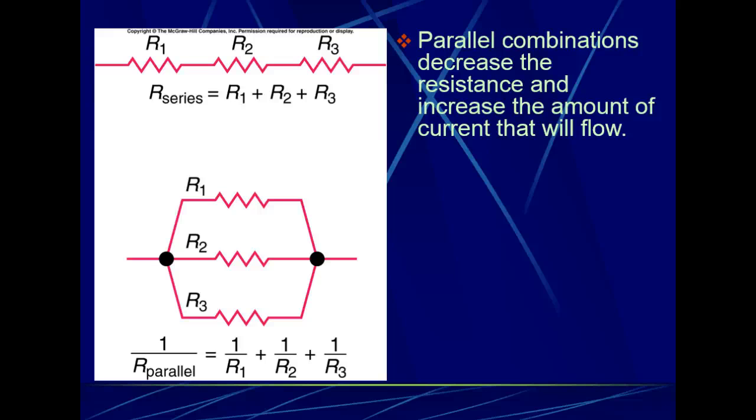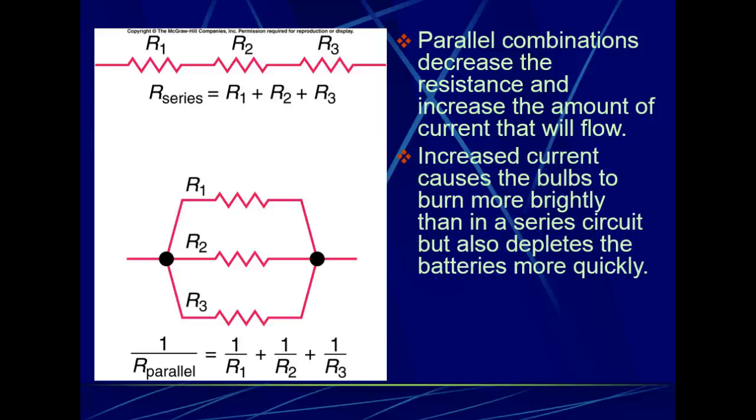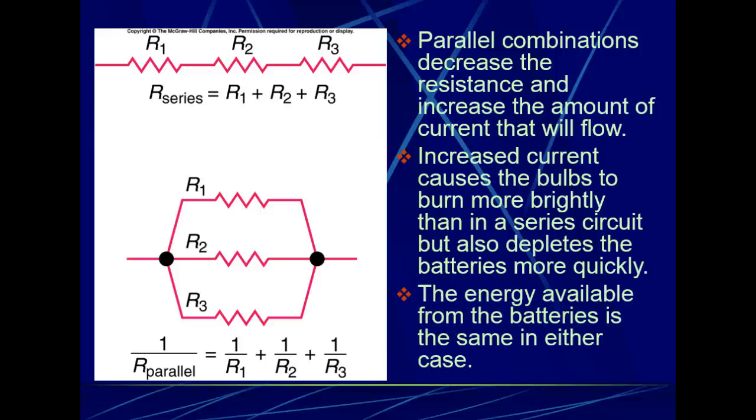So what we get is that parallel combinations are going to decrease the resistance and therefore increase the amount of current. That causes light bulbs to burn brightly, but it also depletes the batteries quicker. The energy that's available from the batteries would be the same in the case of either circuit.